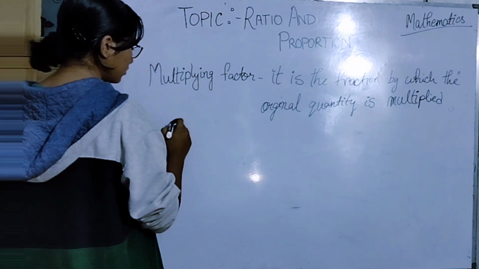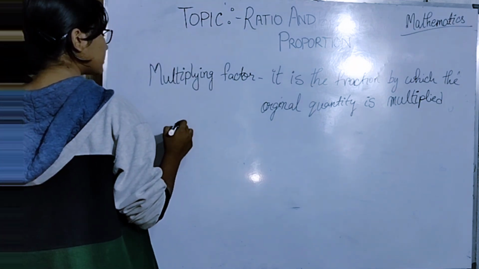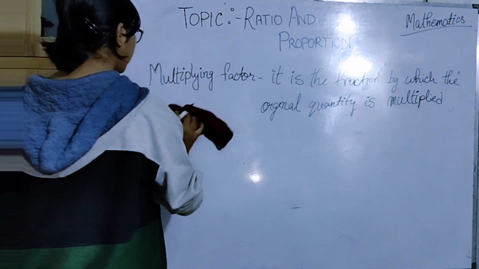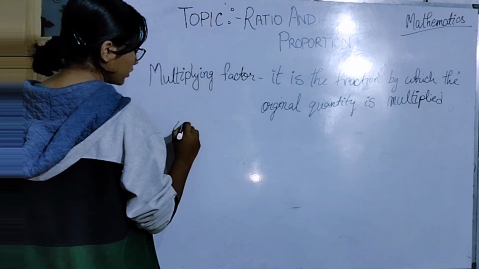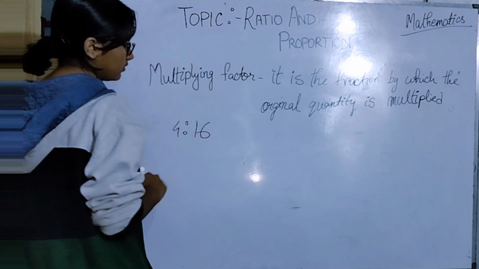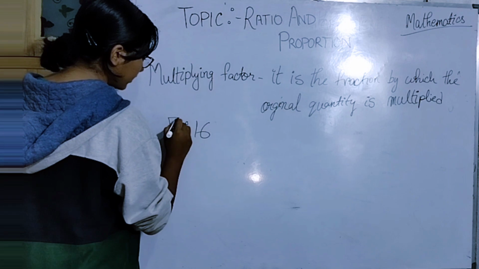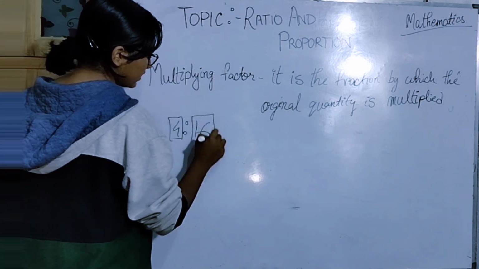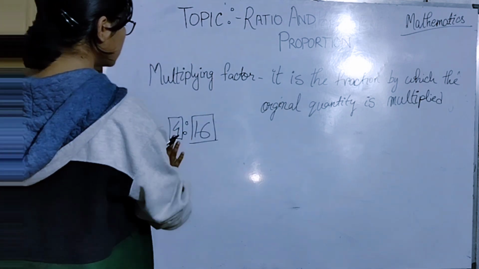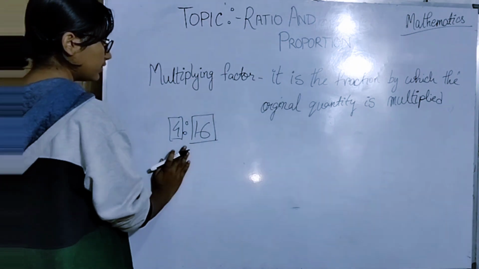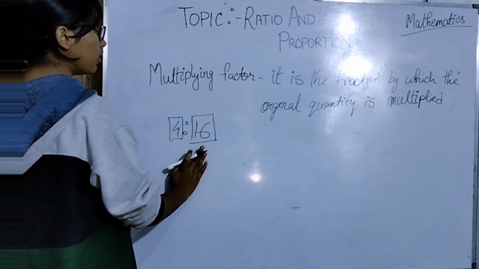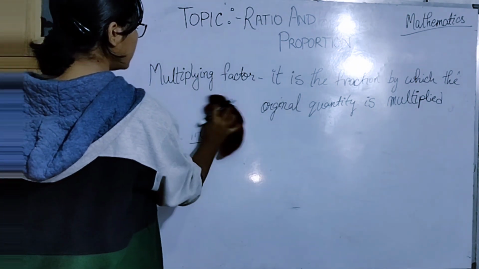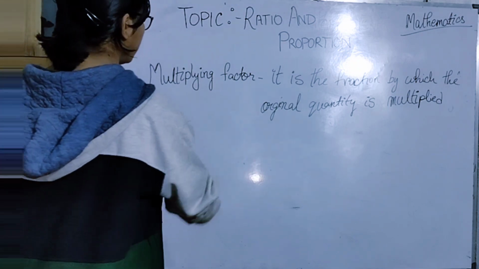What's the quantity then? Like the before example, let's take some other example. 4 is to 16. This is one of the multiplying factors. This is the other multiplying factor. These are the two fractions by which the original quantity is to be multiplied.